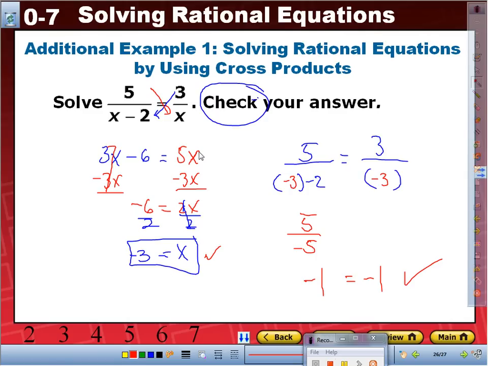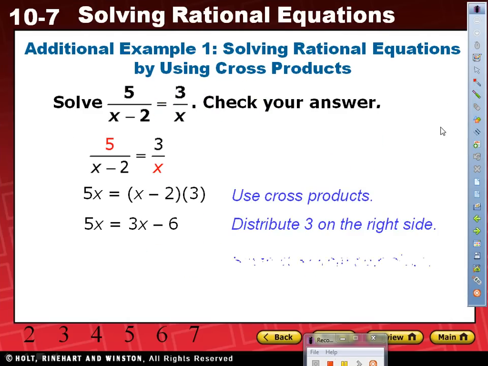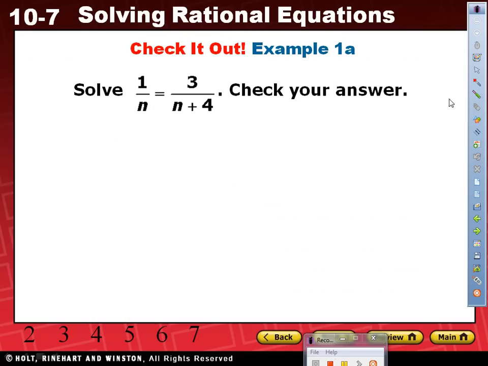See if you can do this one by yourself. Same process. Example 1.8. Copy that, please. It says, solve 1 over n equals 3 over n plus 4. Do we have a fraction equal to another fraction? Yes. So therefore, you know what to do from there. Go, and I'll give you about 30 seconds. Go. All right, let's see.